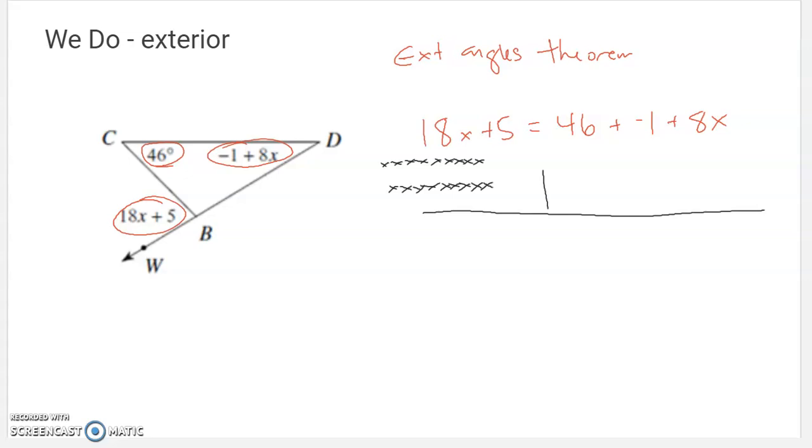Oh, 18. Plus 5 is equal to, I'm going to combine these right away. I usually tell you not to do that. I'm going to do that now. 45 and 8x.